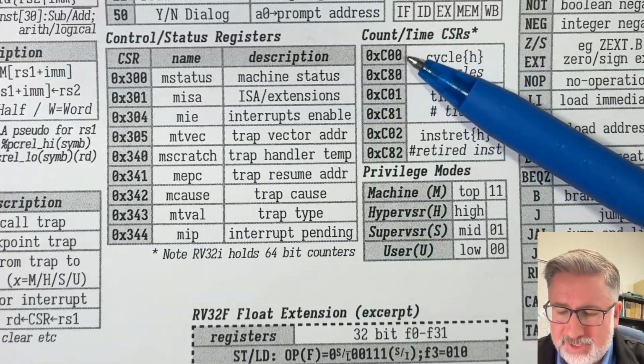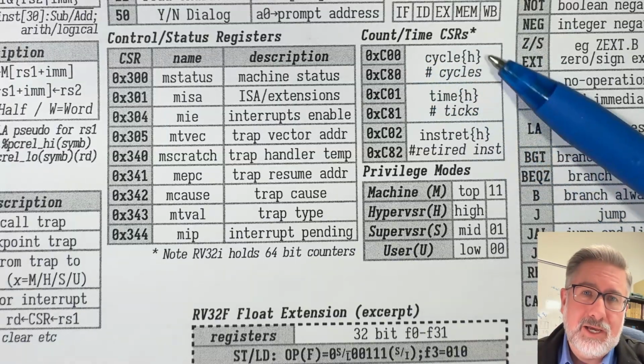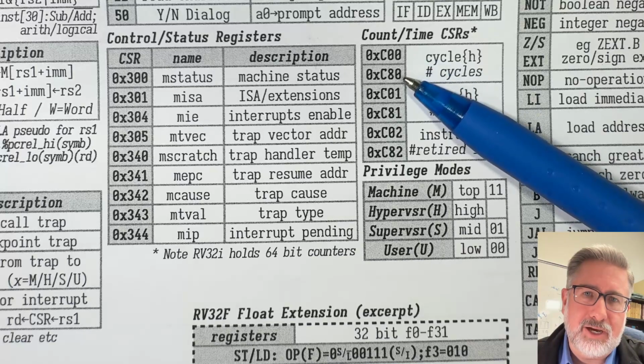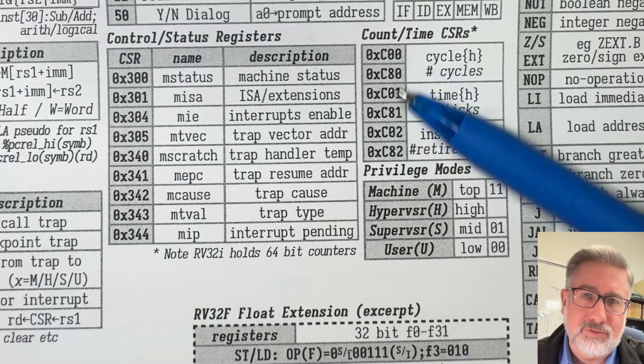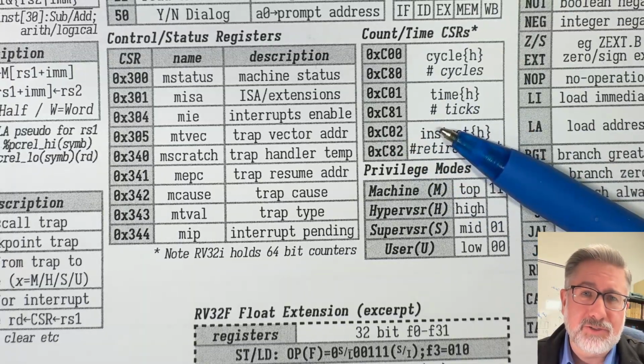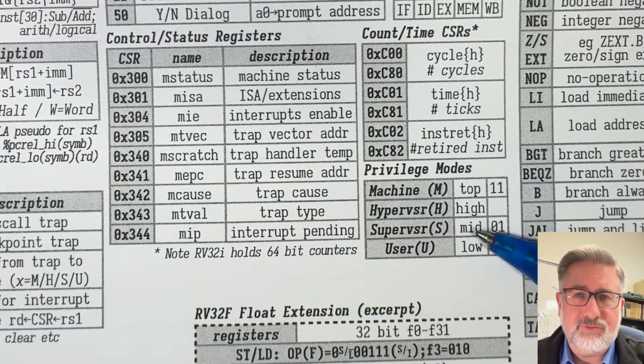And so these are implemented as two 32-bit registers, with the low one at 00 and the high one at 80, or 0181, 0282. So they come in these pairs. And then the privilege modes are the same, but I've shifted them around.